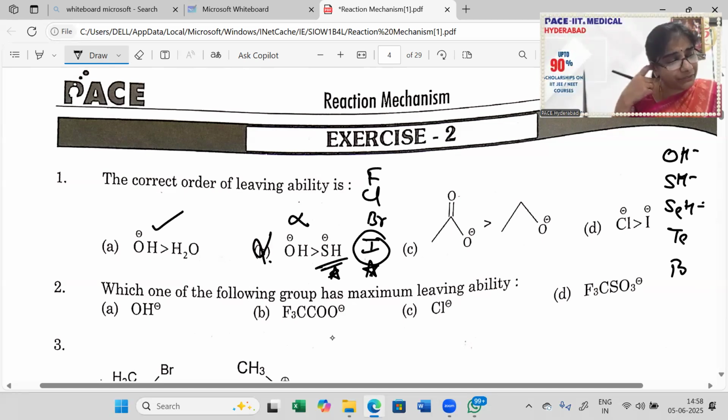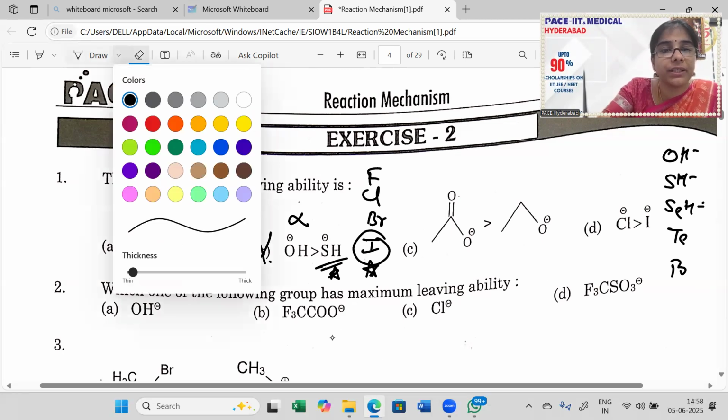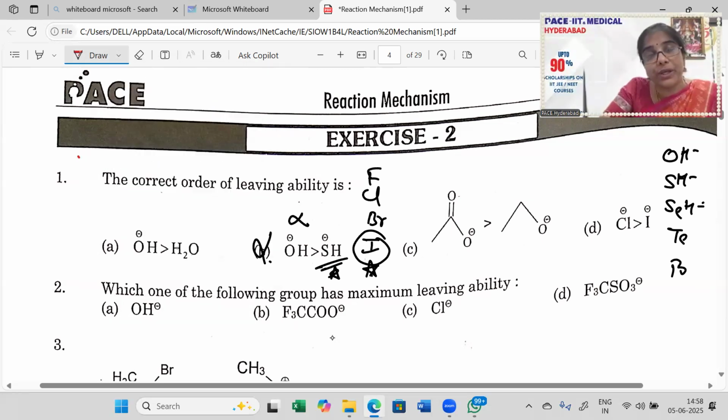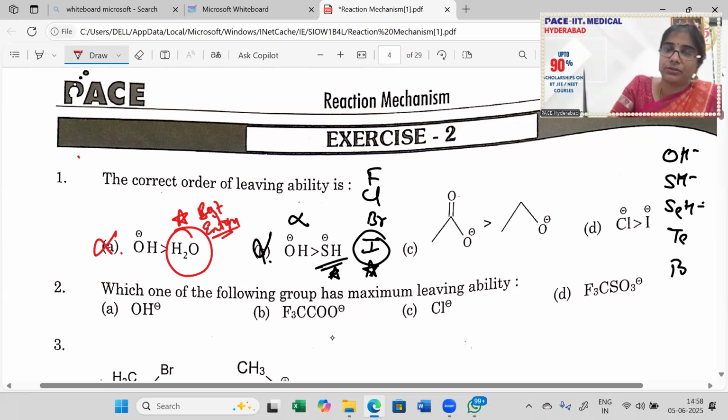And then you have here also, yeah, the water molecule, OH minus and H2O. H2O is a better leaving group because of the best entropy. Water molecule, as and when formed, it will get removed. Best entropy, it gets removed. So option A is also wrong.